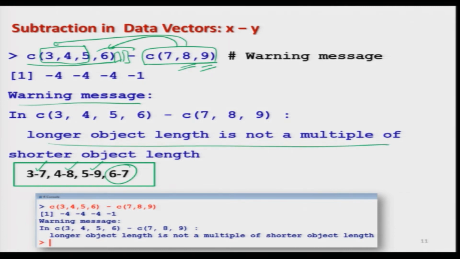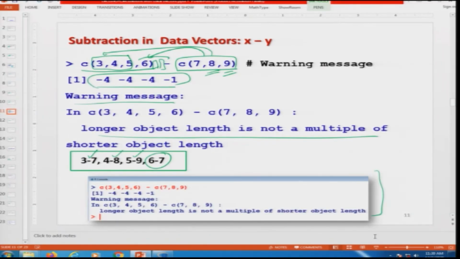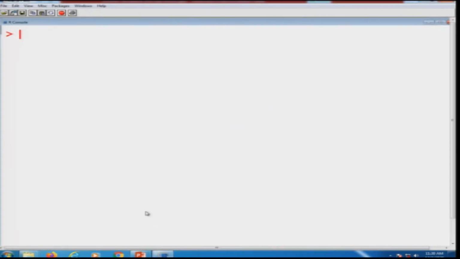Right. So, you can see here that this is the operation and this is the outcome of this operation, and this is the screenshot. Right. So, this is how subtraction will also work. Now, before going to the other operations, let me show you these things on the R console, so that you get confident that yes, these things are happening.